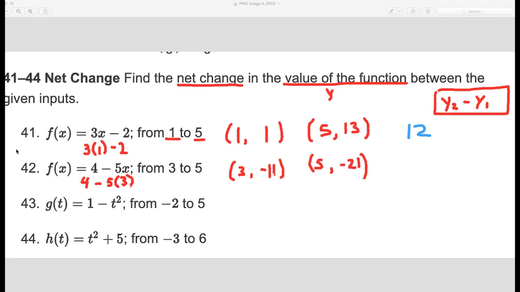Now it says net change, and those come with signs as well. It was 12 before because we did 13 minus 1 to get 12. Here we'll do this minus this, which is going to be a negative value. Or you can count too. You can see this goes down 10, so it's minus 10.